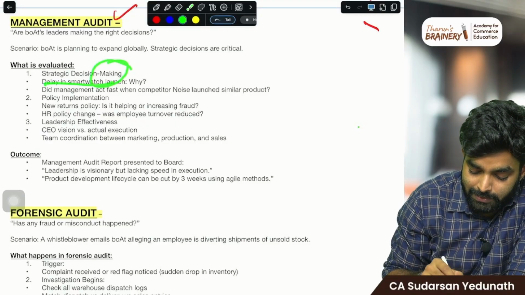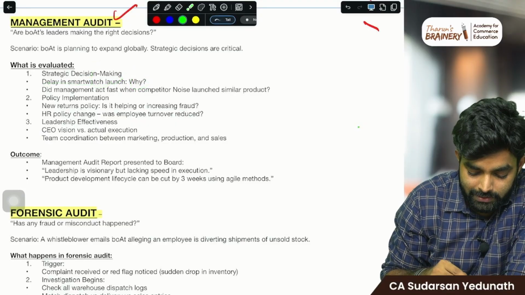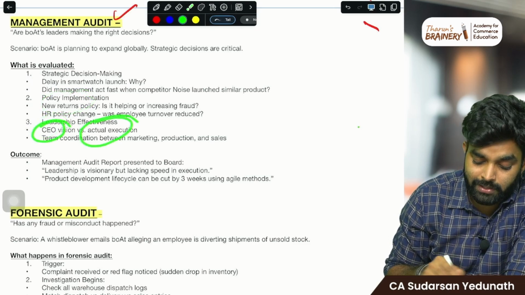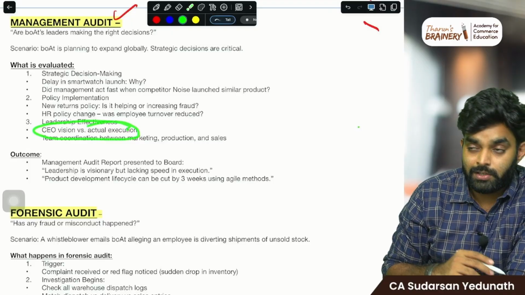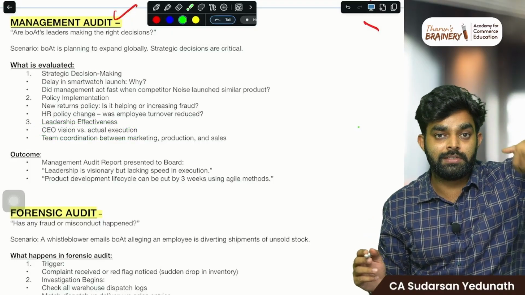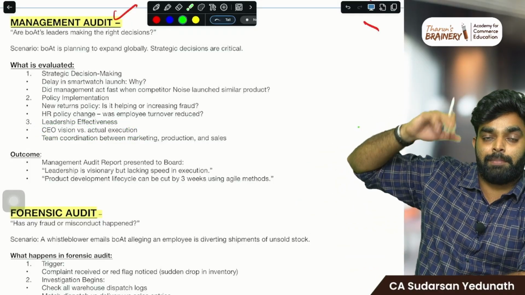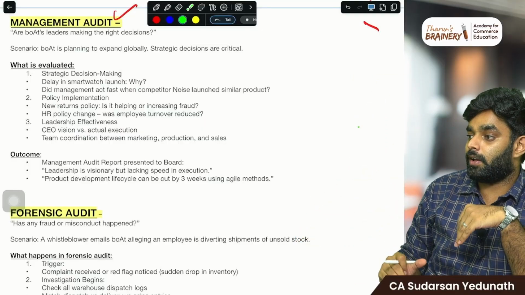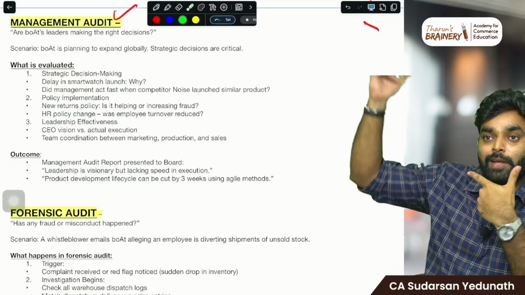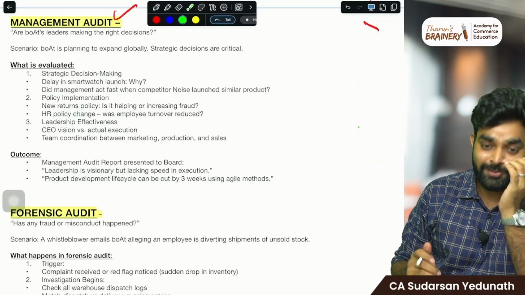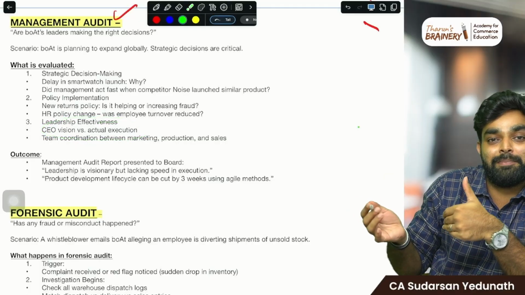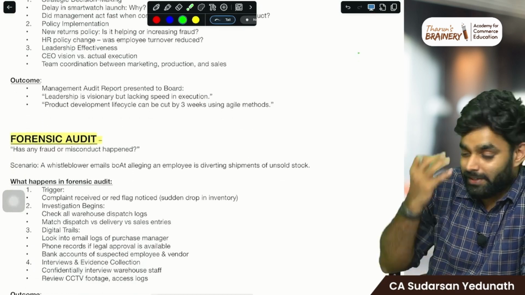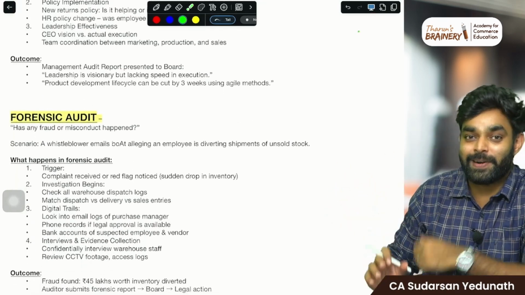Strategic decision making, delay in smartwatch launch, why? All these things. Policy implementation, new return policy, new HR policy. CEO's vision versus actual execution. The CEO's vision was to make a 1,000 crore company this year with a presence in three global countries. But what ultimately happened at the end of the year? The sale was 300 crore and it didn't even scale to another country. So what was the CEO's vision versus what actually happened? The management auditor will cross-check all of this and give them a realistic perspective. This is how it is.